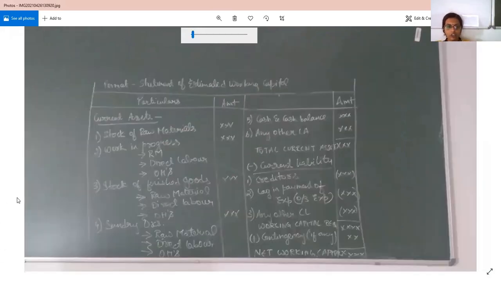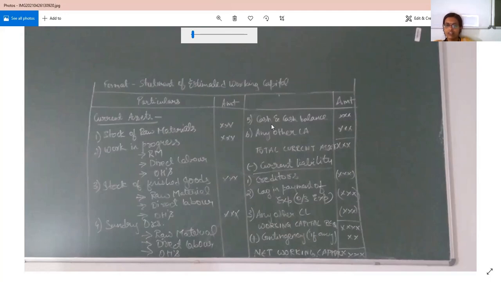Okay, and fourthly, we come to sundry debtors. What do you mean by debtors? The amount that you have to receive from your customers. Again, I repeat, sundry debtors refers to the amount you have to receive from your customers out of credit sales. What have you given your debtors? You have given the finished goods for which they have to make the payment. So what cost do those goods involve? Your raw material cost, direct labor cost, and overheads cost.